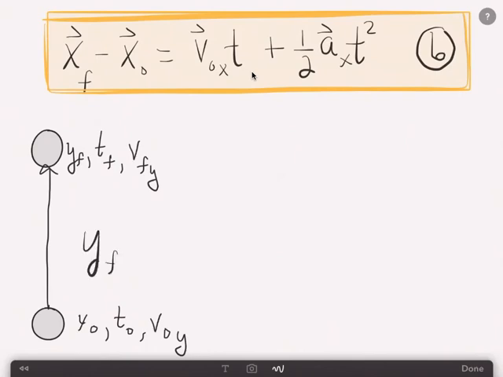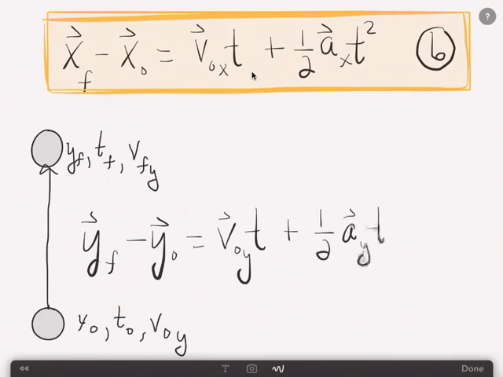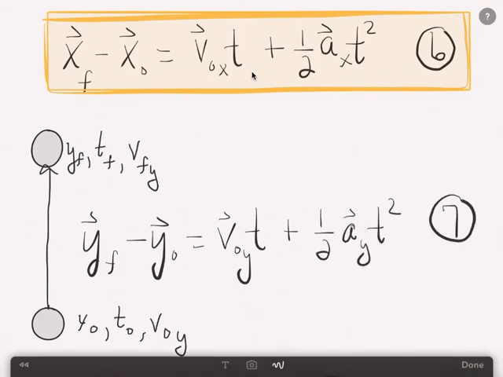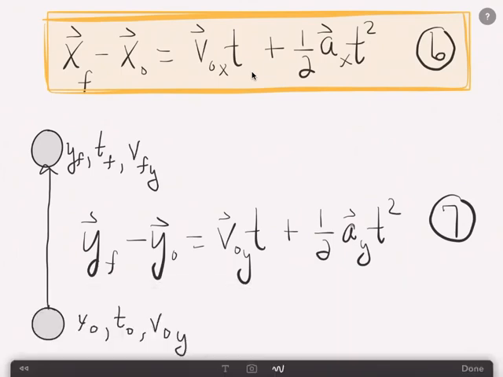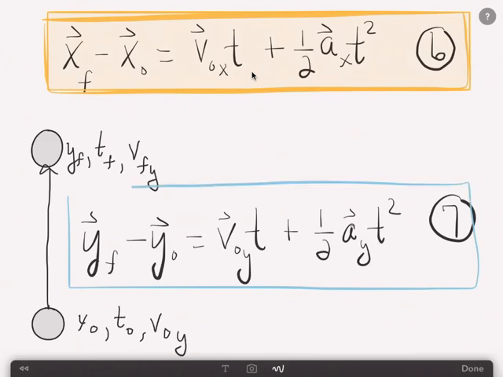yf minus y initial equals the initial velocity in the y direction times t plus 1/2 a y t squared. This is going to be equation number 7. We could also do the same thing with z, but we don't need z. In the next video, I'll actually extend these, and I'm going to extend them to include the trigonometric functions.